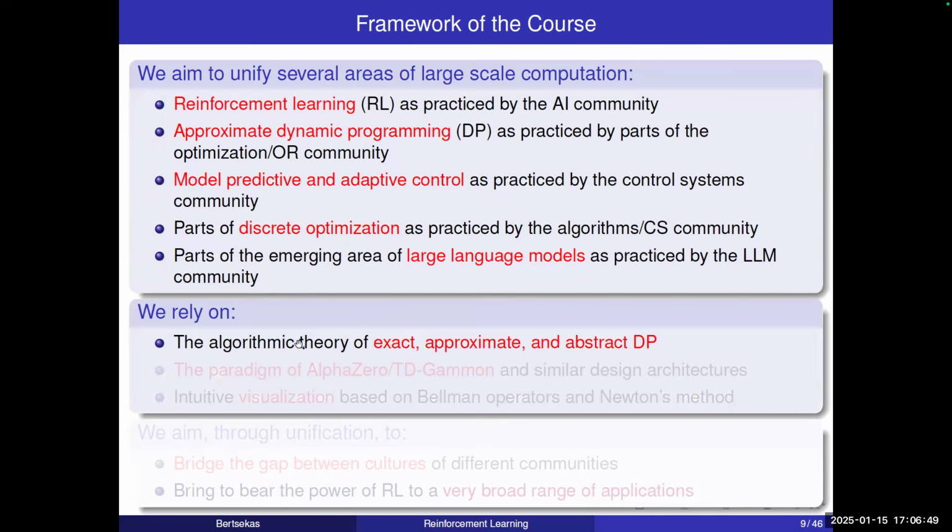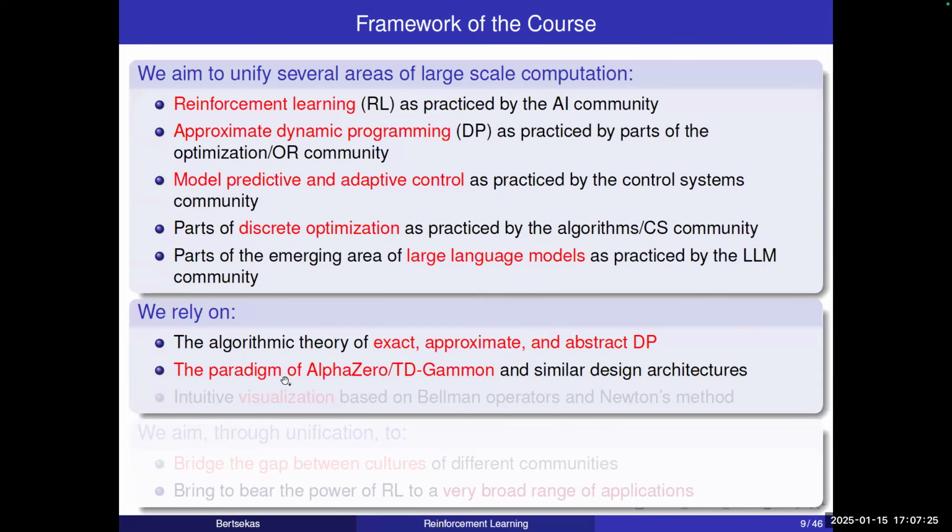Now, we're going to rely on dynamic programming, the theory of exact, approximate, and abstract dynamic programming. Dynamic programming is at the foundation of reinforcement learning. That's not going to change. That's the way it is. That's the mathematical foundation, and exact dynamic programming combined with the use of approximations is basically reinforcement learning. That's the way to view it. That's the way I view it, and that's the view we're going to promote in this class.